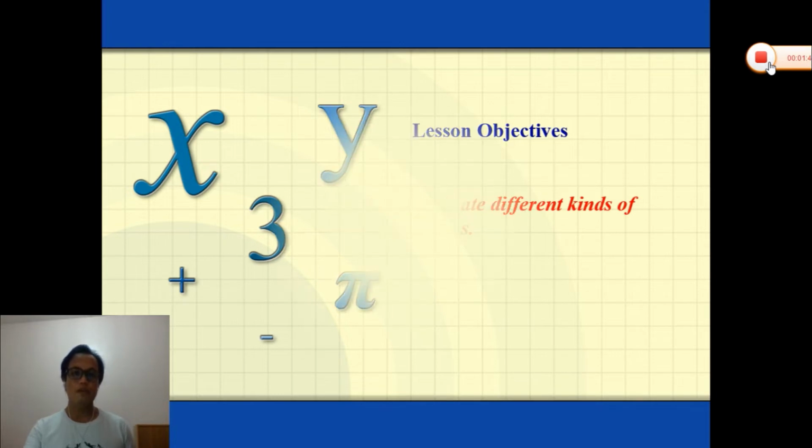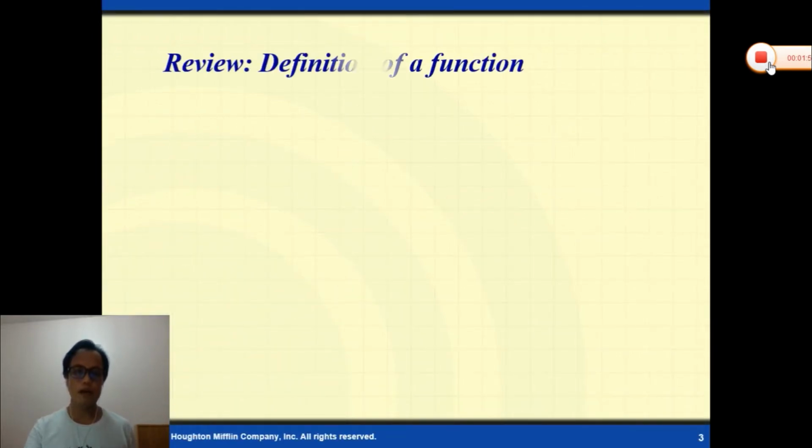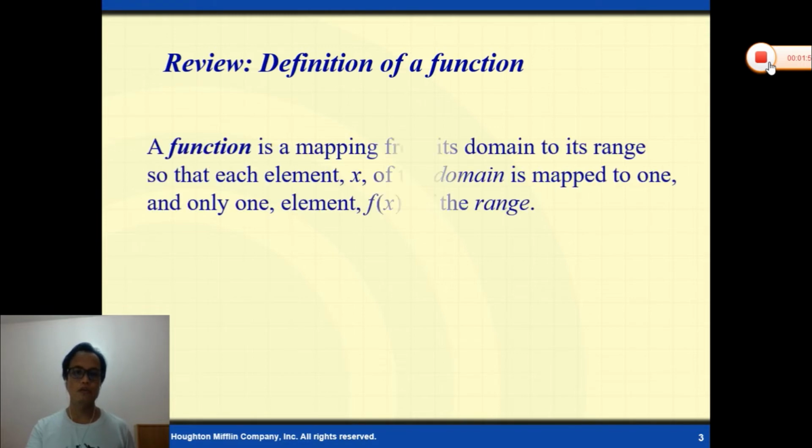So to start with, we will go back to the definition of a function. In my first video, I discussed with you the definition of a function. To review, a function is a mapping from its domain to its range so that each element x of the domain is mapped to one and only one element of the range. For every domain, there's only one range. For every input, there's always one output.